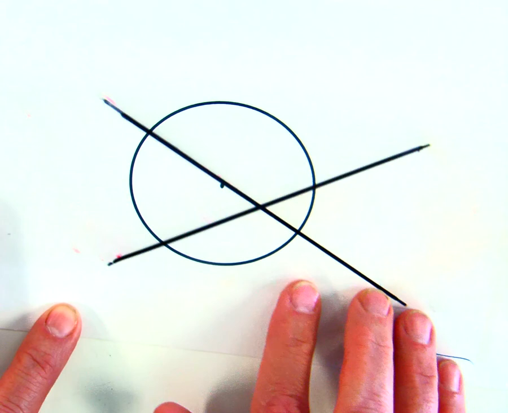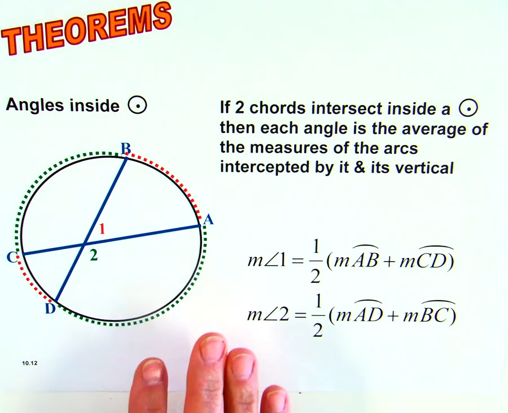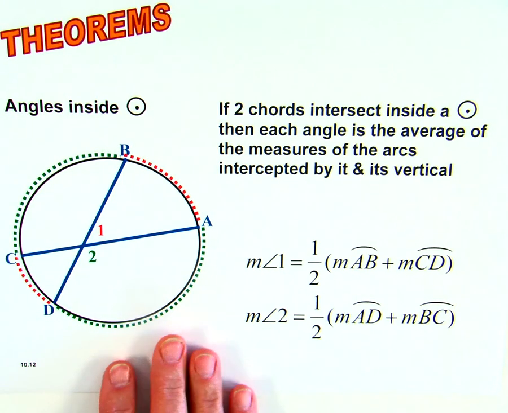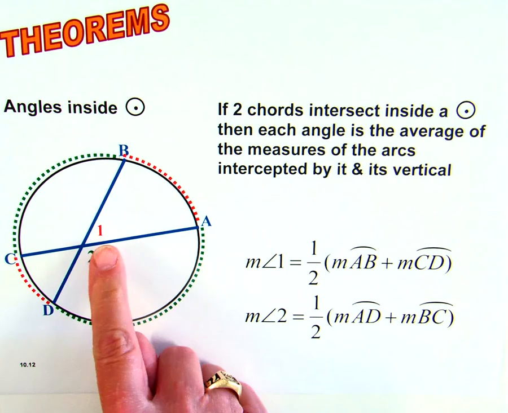And for that, we have a theorem about angles inside of a circle. If two chords intersect inside a circle, then each angle is the average of the measures of the arcs intercepted by it and by its vertical. So here we have the red angle 1, it's the average: add them up and divide by 2 the two red arcs that are intercepted by it. The green is add up the two arcs that are intercepted by it and its vertical and divide by 2.